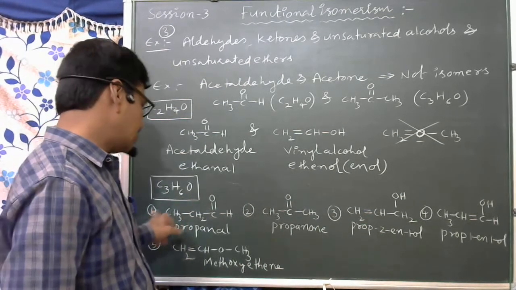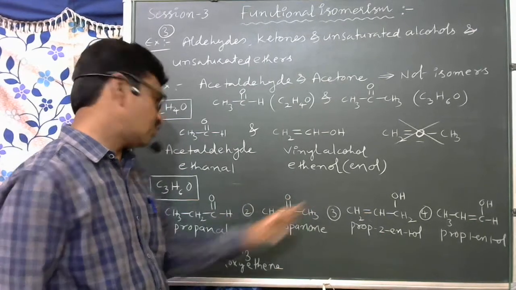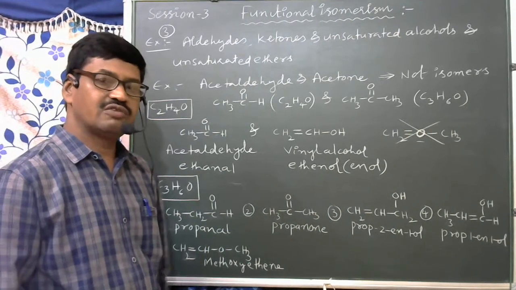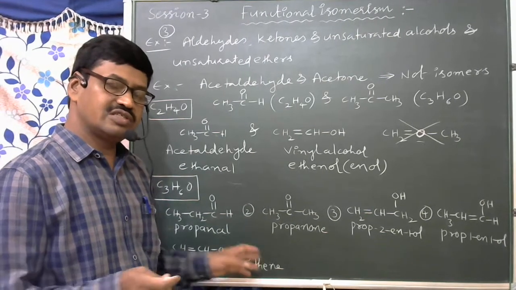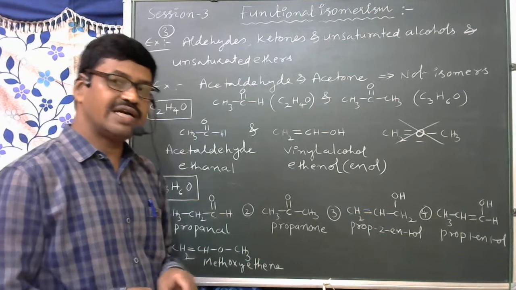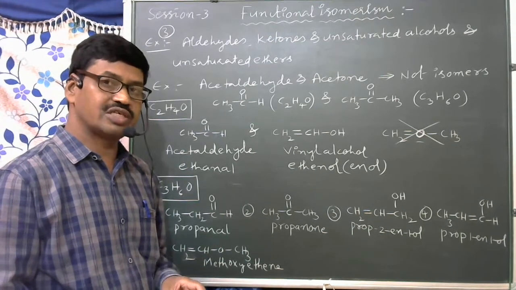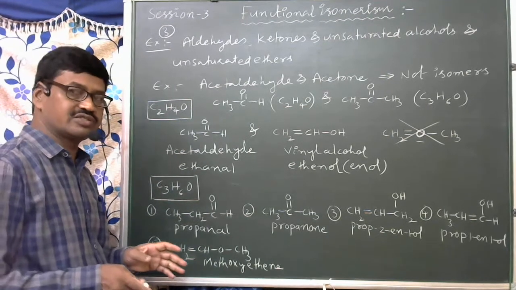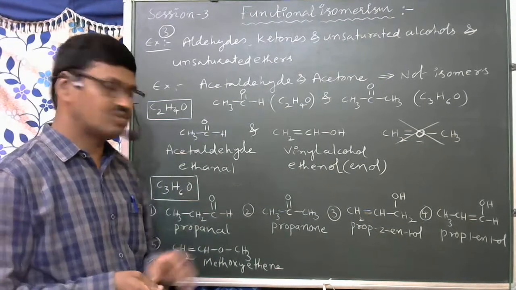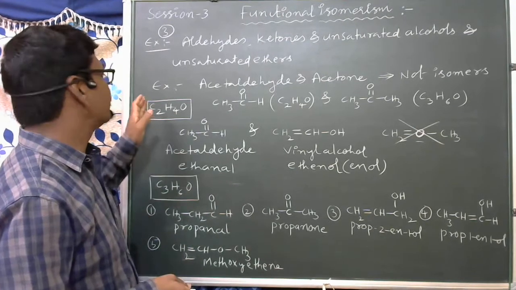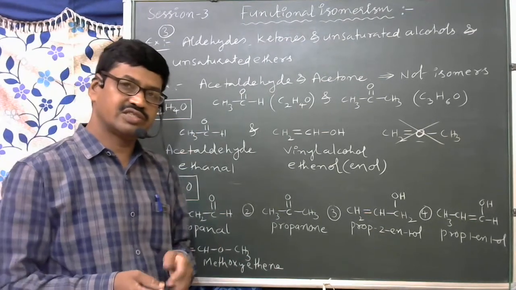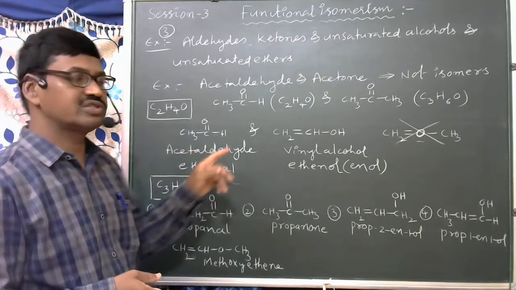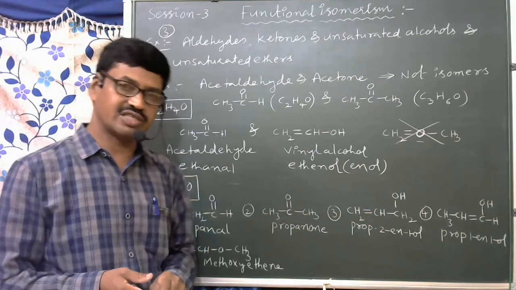What is the relation between 1 and 2? What is the relation between 1 and 3, 1 and 4, 1 and 5, 2 and 5, 2 and 3, 2 and 4? All these are functional isomers, meaning they have the same molecular formula and differ in their functional groups. Due to the difference in functional groups, all these have different properties. So these are the different examples. Three examples I have given here. One is alcohols and ethers. Second one is carboxylic acids and esters. Third one is aldehydes, ketones, unsaturated alcohols and unsaturated ethers.